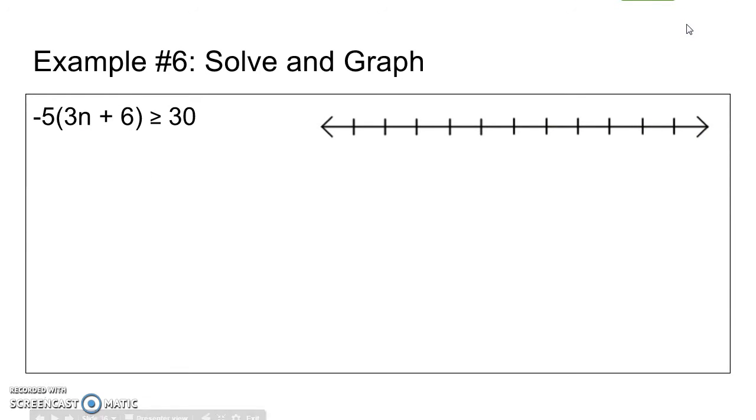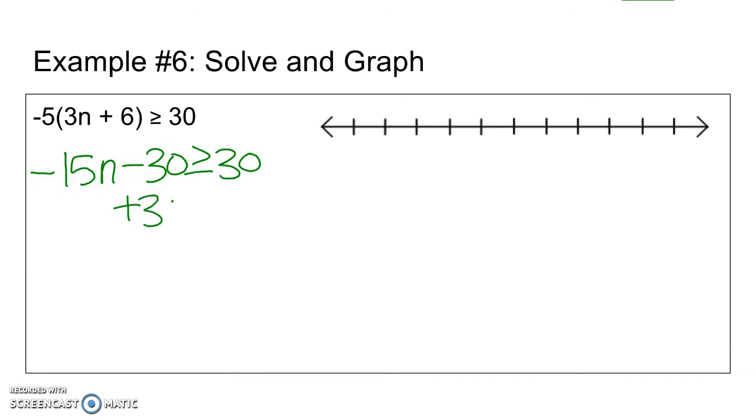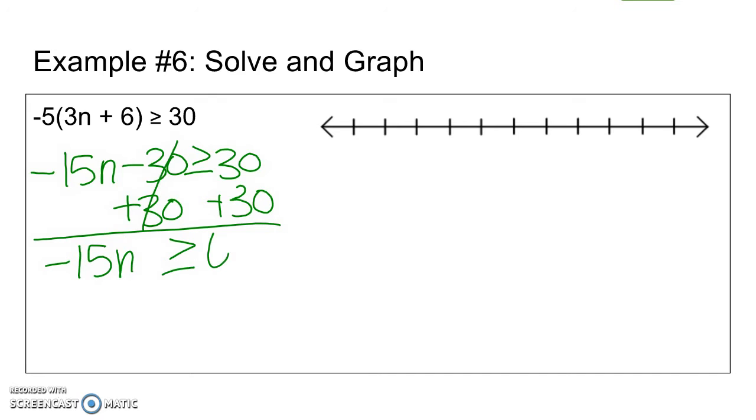All right, last one. We're going to practice distributing, and then you can get started on digits. So remember, with distributing, we're adding in one extra step. We have to multiply by that negative 5 first. So we would get negative 15n minus 30 is greater than or equal to 30. I would add 30 on both sides next, just like a two-step inequality. Next, I divide by negative 15. And since I'm dividing by negative 15, what do I have to do?